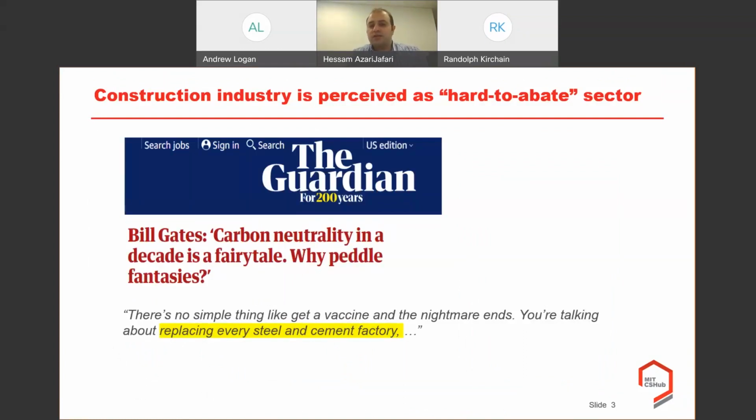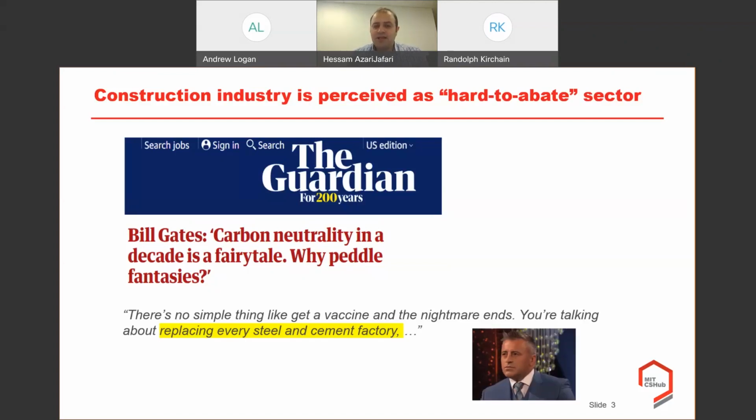And we read different interviews and watch different media where they are talking about replacing every single infrastructure in the supply chain of these construction materials. For example, this quote that I got from an interview of Bill Gates in The Guardian, where he is talking about replacing every steel and cement factory. But is it really the case when we are thinking from an engineering point of view? Do we have only these solutions, to replace all the cement factories and elevate the technology or improve the quality of these plants to produce these materials?